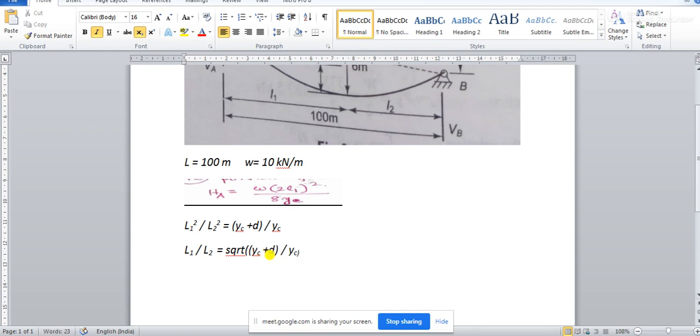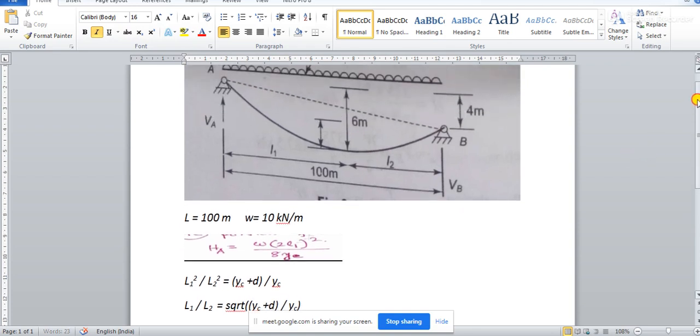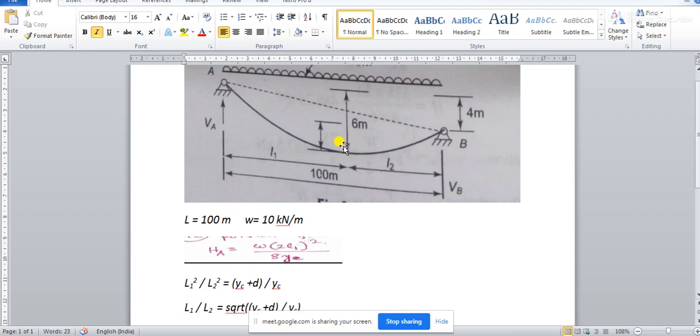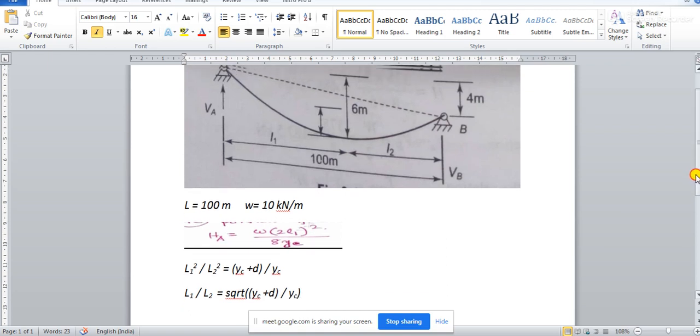Now the problem remains only to find out what will be the value of yc and yc plus d. So what will be the value of yc? Can anyone tell me? Yc plus d. So see, yc plus d, what is yc? Yc is 2.